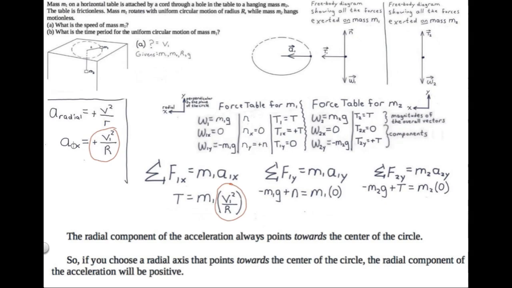Substitute the result for a sub 1x, v1 squared divided by capital R, into the Newton's second law x equation for object 1. Remember that the given symbols are m sub 1, m sub 2, capital R, and g. We can treat those symbols as the knowns in our equations.